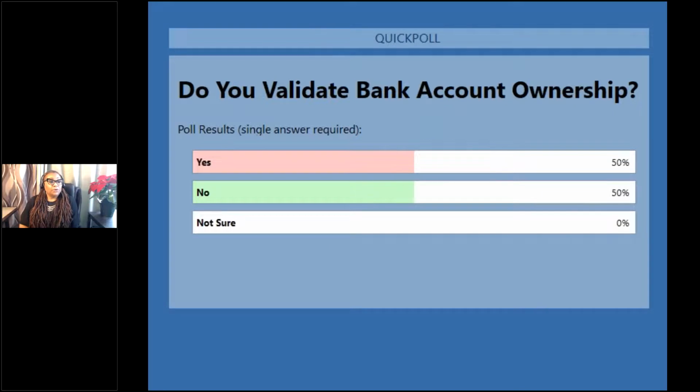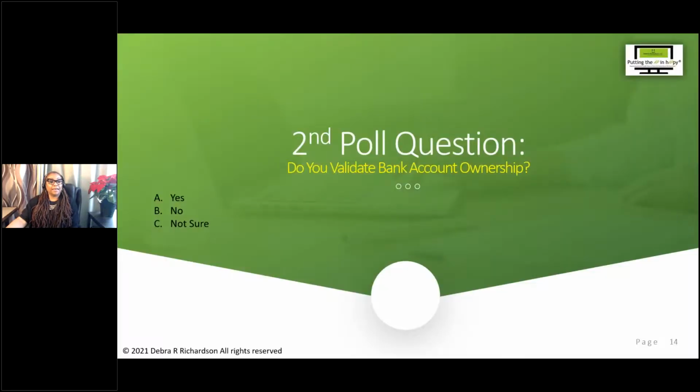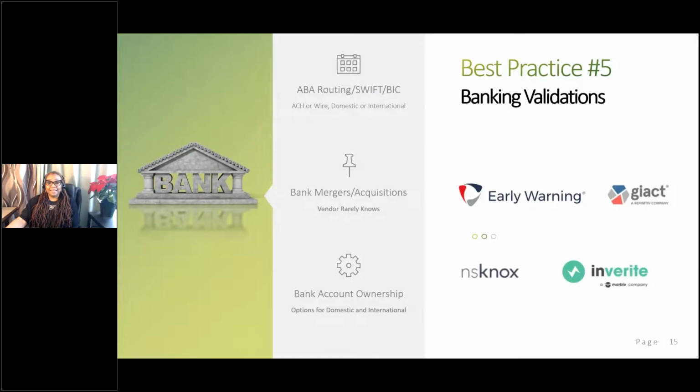Oh, so we do have 50% says yes, they are checking bank account ownership. So that's just great. 50% says no. So this will be very interesting. Let's go ahead and move on to the next best practice. Actually, it's the last one. It is best practice number 5, banking validations.